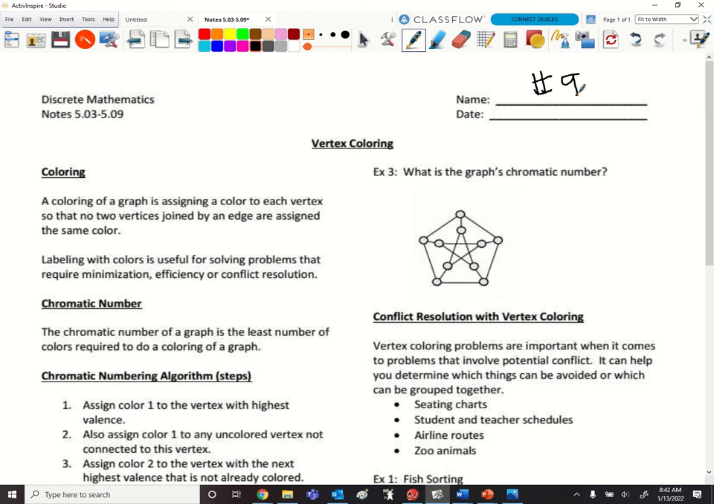Labeling with colors is useful for solving problems that require minimization, efficiency, or conflict resolution. That means that we're going to try and use the least amount of colors, or let's say, for instance, in a classroom, I cannot put Fred by certain other people. So I have to make sure Fred is away from other people. So when I am doing a seating chart, certain people cannot sit by Fred. So I have to try and arrange it like that.